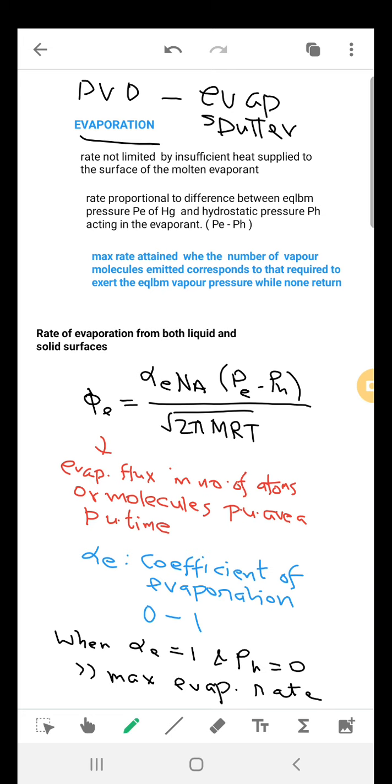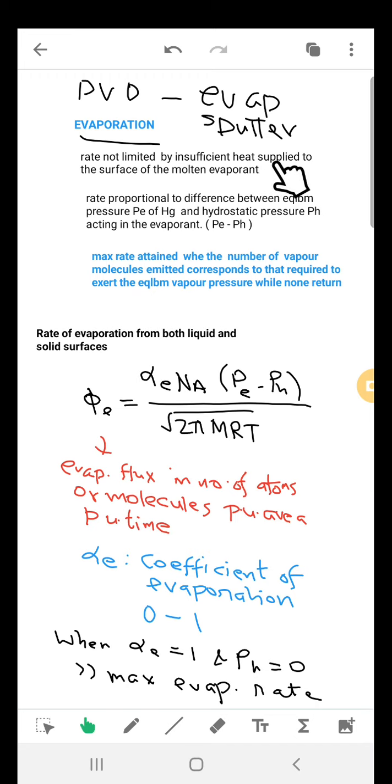Evaporation, as we all know, is a process of evolution of vapor from a solid surface by means of Joule's heating, and the evaporation is mainly done in a vacuum environment so that the film is free of contaminants. Now, the rate of evaporation is not limited by insufficient heat supply.